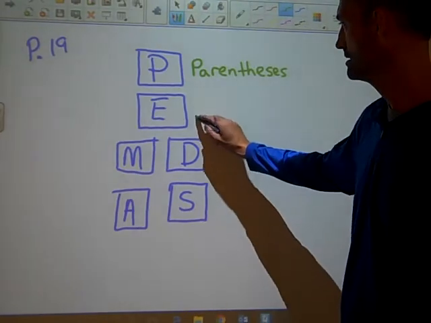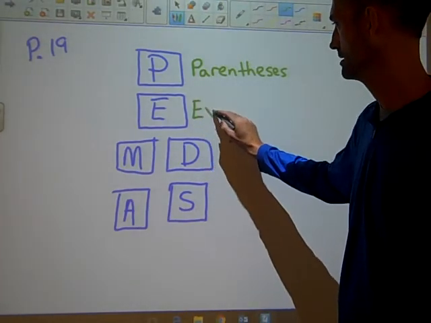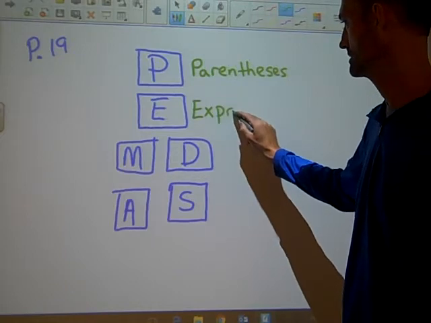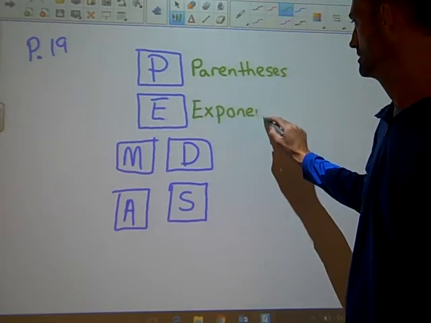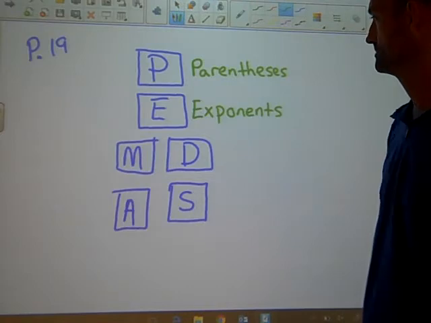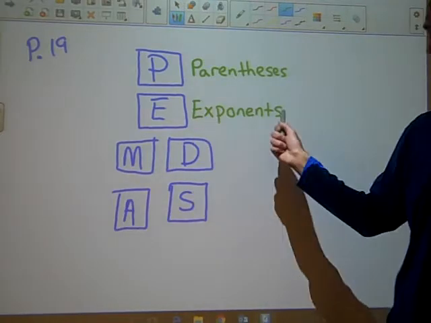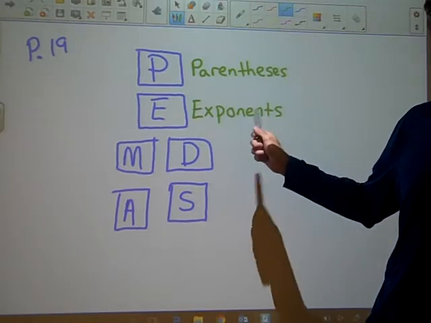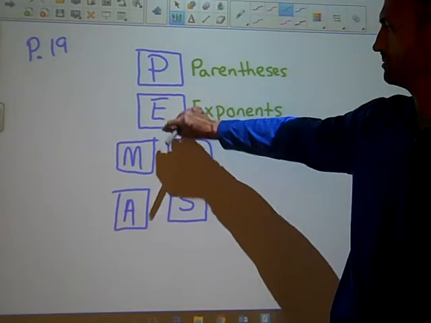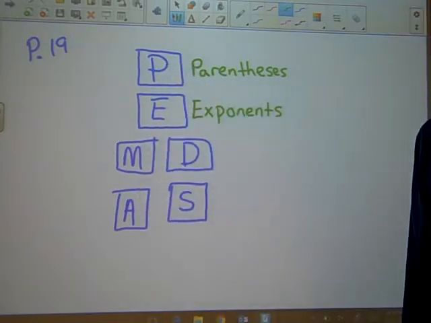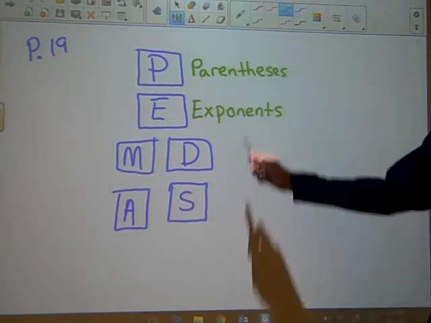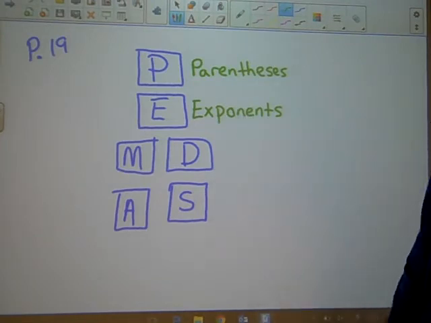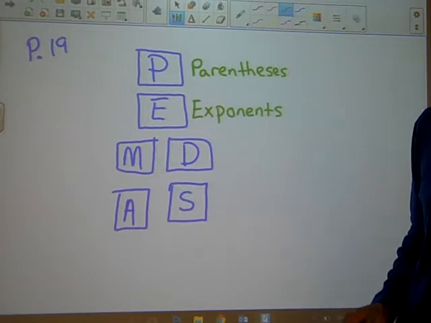The E stands for the word exponents. Okay? So again, either write it next to the sticky note there. Again, kind of a longer word, so write small. Or you may lift up the sticky note and put it underneath the sticky note. So we have parentheses, exponents.